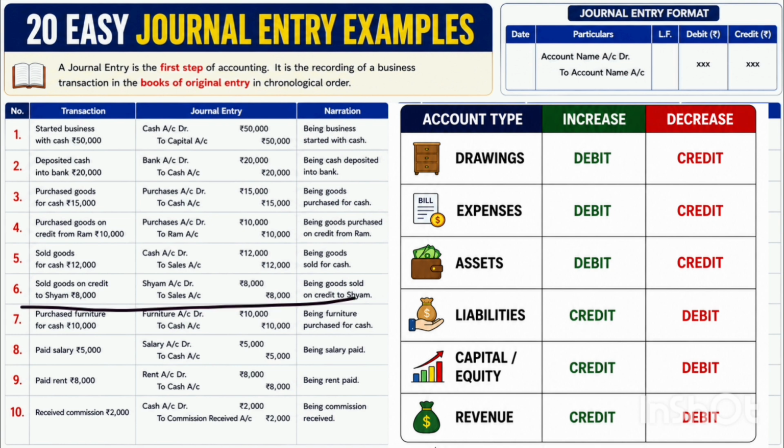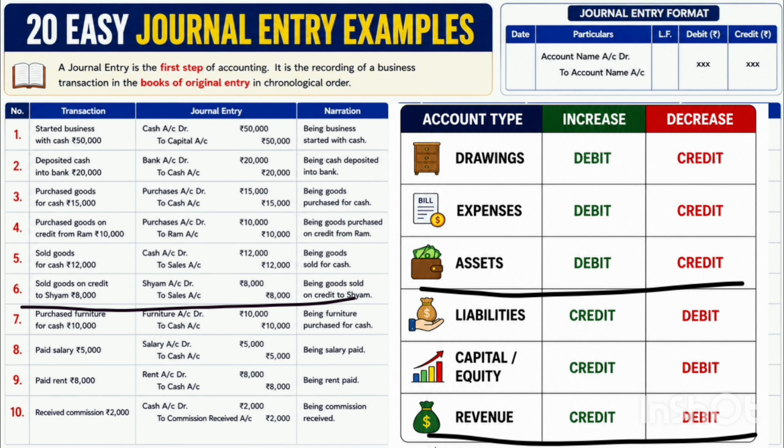Next one, sixth, sold goods on credit to Sham. Here again we have made the sale transaction, but it is based on credit, so we have to record the name, that's Sham. So here Sham is the debtor, just like Ram was our creditor, here Sham is our debtor, who is going to pay us in the future. So we are going to receive the money in the future. So this is the asset.